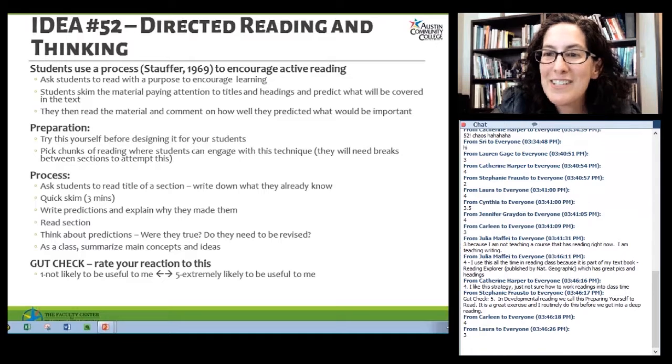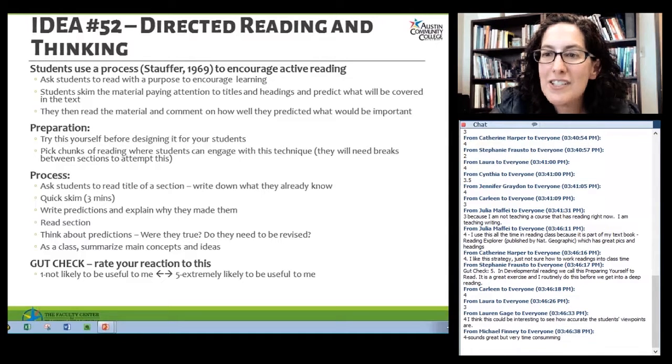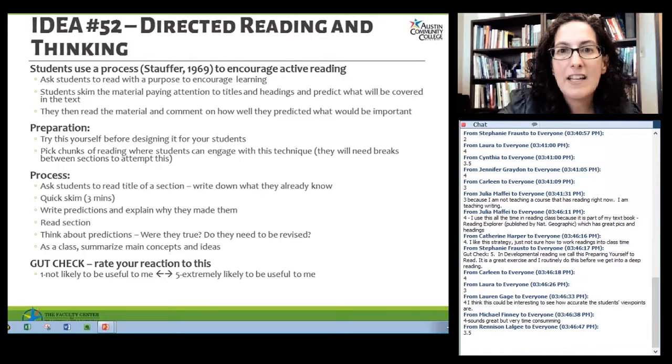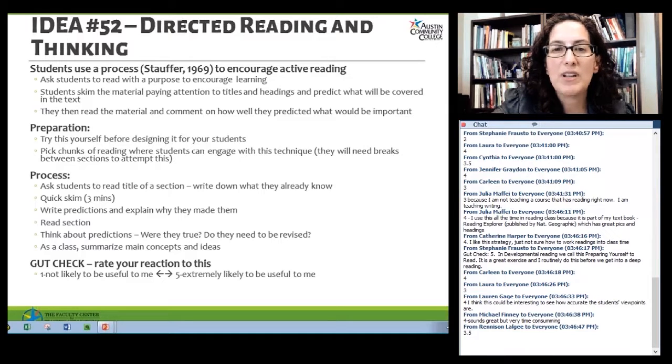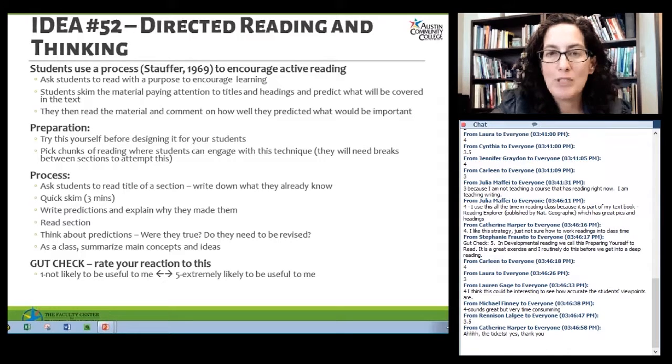Okay, so Julia says she uses this all the time because it's part of her textbook, so they have you do that. That's awesome. And Catherine says she likes it, just not sure how to work readings into class time. It can be a challenge. So shorter readings, or like I said, sometimes you can just say, hey, as a ticket to come back into class next time, engage in this. And one of the things I really like about this book is they're always saying, here's an idea. You're an educator. You will be able to tweak it in a way that makes more sense. So maybe you don't do it in class. Maybe you don't do it in groups when they say to, but you can alter it so that it works.